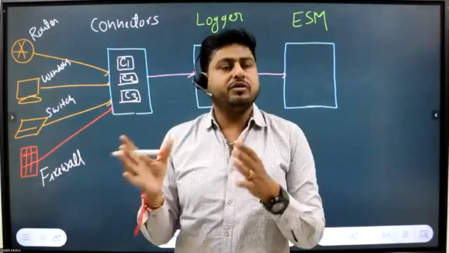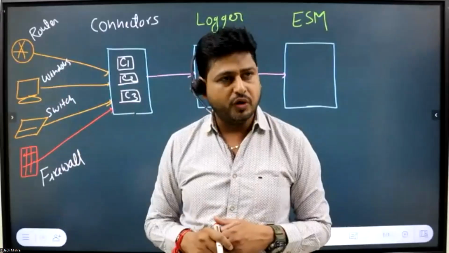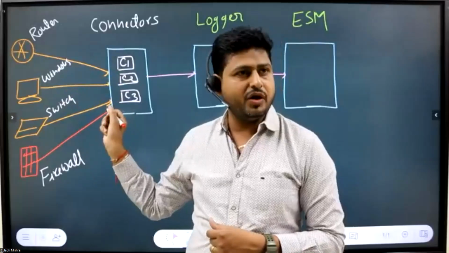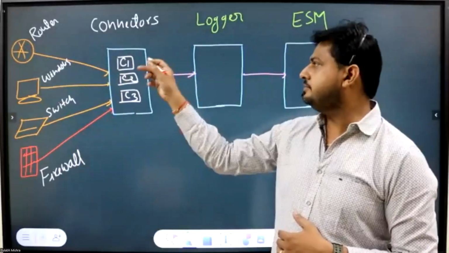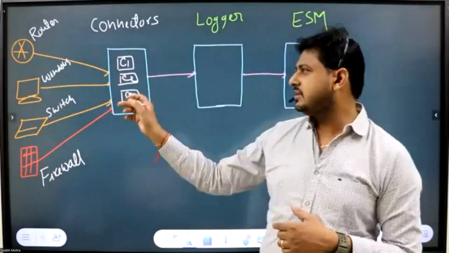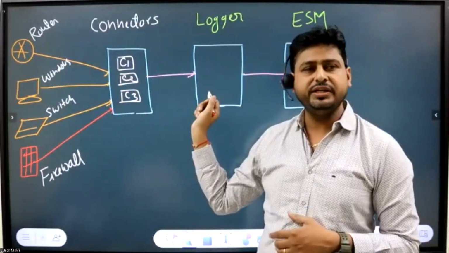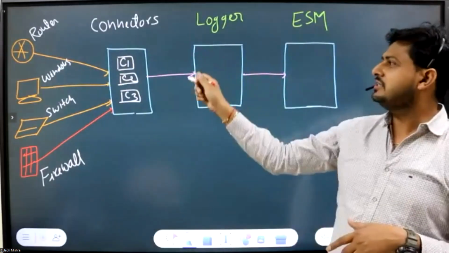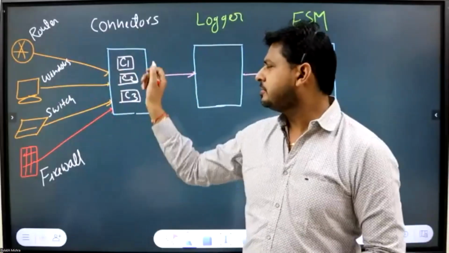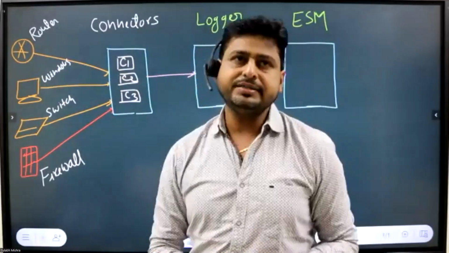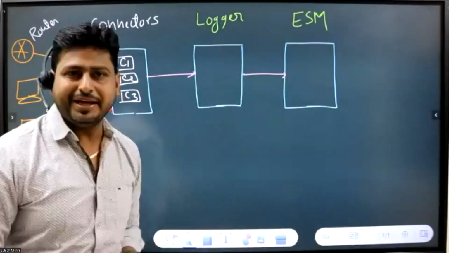Converting the unreadable logs to an easily readable format is what we call normalization. So once the connector collects the logs, it normalizes the logs and sends them to the logger. As you can see here, you have different connectors. Before that, let's understand what normalization is.